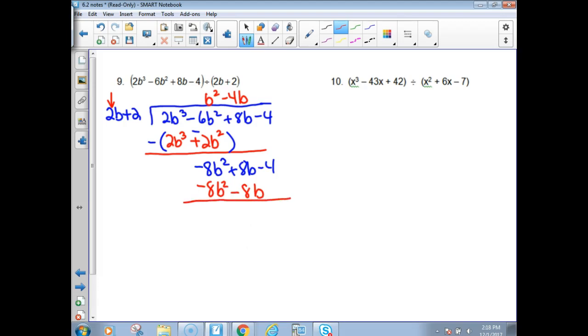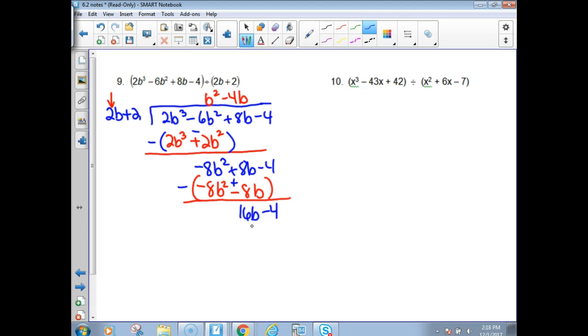But we are going to be subtracting this, so don't assume anything right away. If you subtract the negative 8b squared, you'd have negative 8b squared plus 8b squared. And if you subtract this, it's not going to be wiping out because it's 8b plus 8b, which is 16b. And then bring down the minus 4.